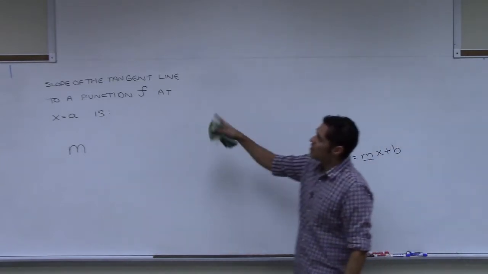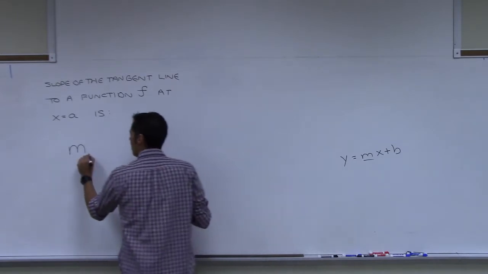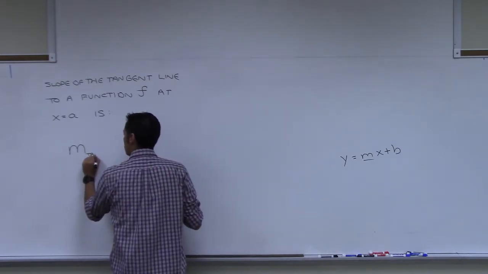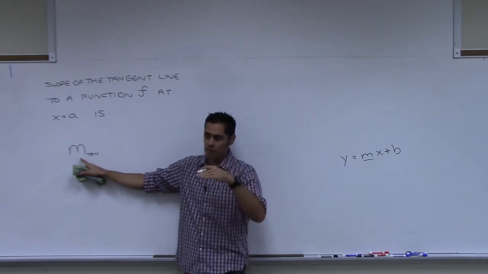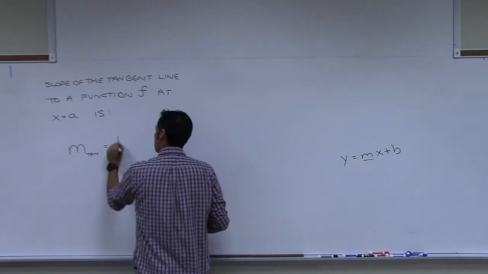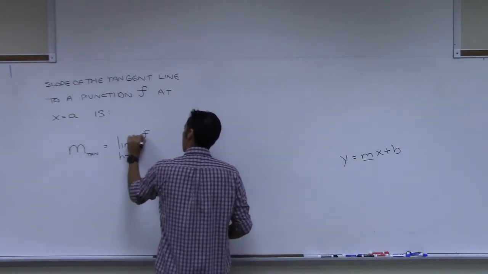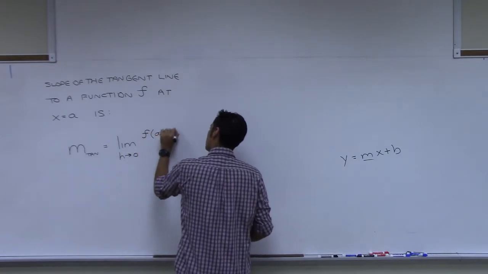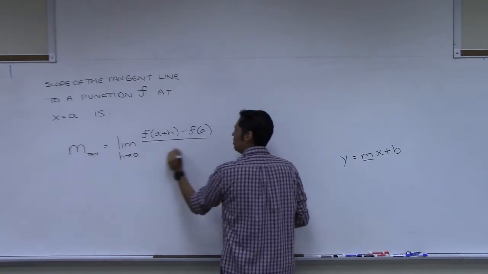So the slope of a tangent line to a function at some point x equals a is m, and I will subscript it with tan. That way you know I'm talking about a very, very special slope. It's the slope of the tangent line, is equal to the limit as h goes to 0 of f of a plus h minus f of a, all divided by h.